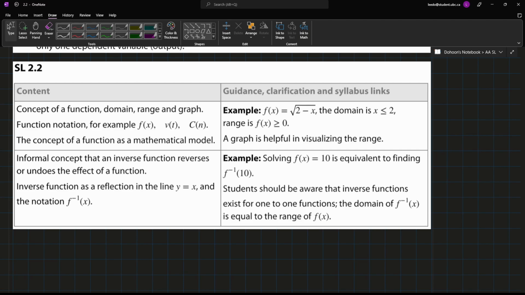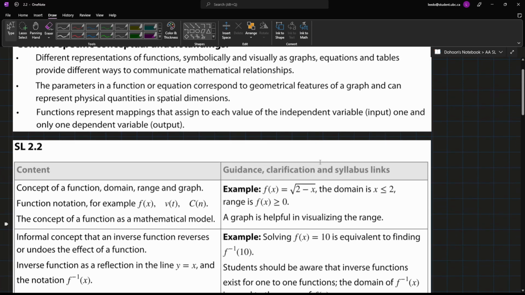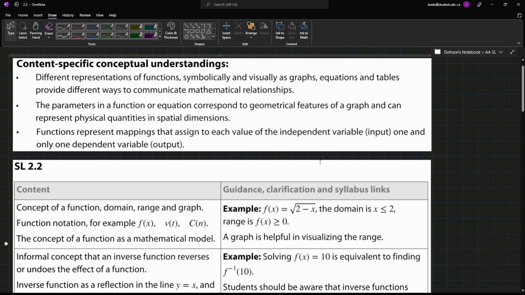The first thing that we should focus on is the last line of the conceptual understanding. A function has independent variables and dependent variables. For the IB level of mathematics, we're only going to think about one for each. These are what we call inputs and outputs, respectively.